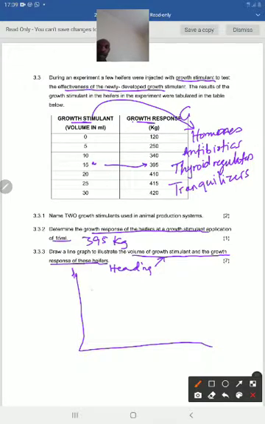Okay, and another thing is the x-axis. Okay, and the y-axis. Guys, this should be, then this is 0 there. If we look at growth stimulant and the growth response, definitely a growth stimulant is independent, ne? Growth stimulant.